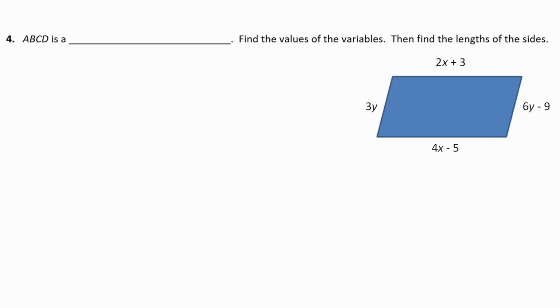Next here, looking at number 4, ABCD is a parallelogram. So if we know this, we need to find the values of the variables, then find the lengths of the sides themselves. I want you to go ahead and try this on your own. Go ahead and pause the video, and I'll go through the solution here in a few seconds.